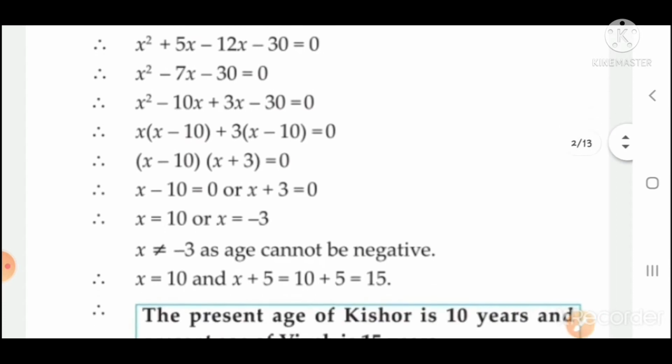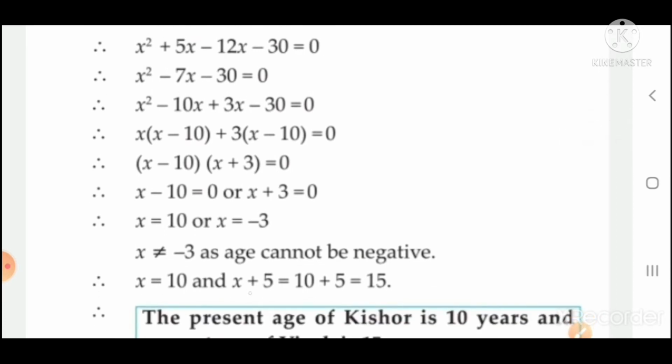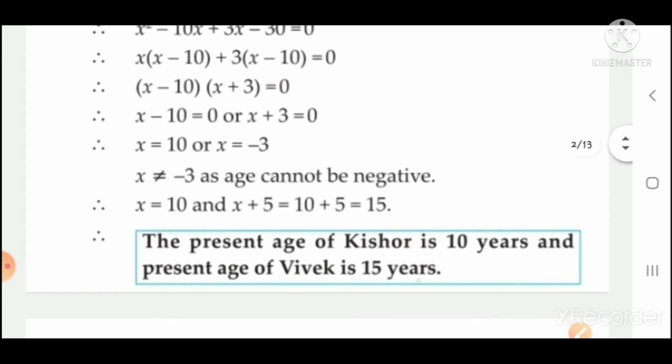X you got, that is 10, right? So what is the age of Vivek? So x plus 5, that is 10 plus 5, that is equal to 15. So the present age of Kishore is 10 years, and the present age of Vivek is 15 years. And this is how you can find the ages. I hope how to find the ages is clear now, right?